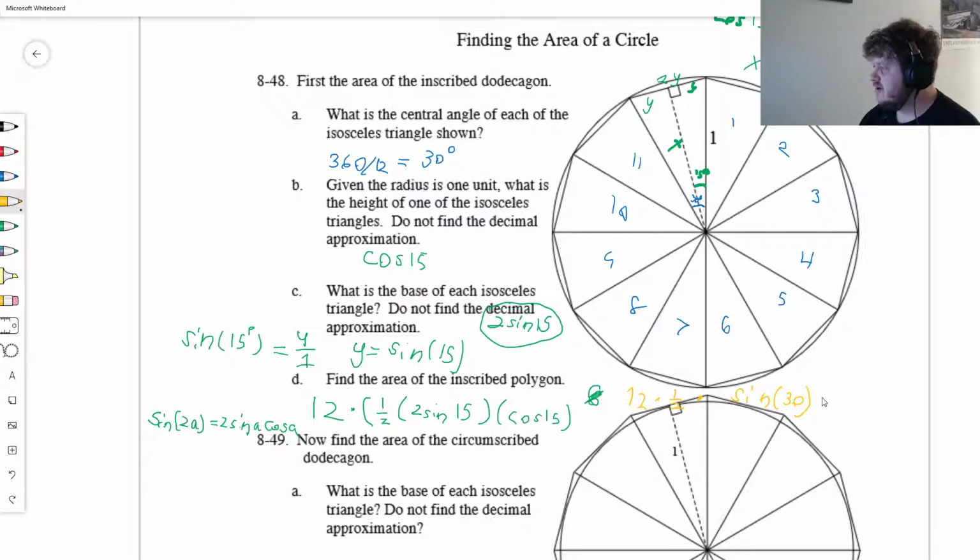Now sine of 30 is just 1/2, because if we look on our unit circle, that's what we'd get there. And so when we calculate this, we would have 6, and then this is 1/2, so we end up with 6 times 1/2, and then we'd multiply that again, end up with 3 as our area. So we end up calculating the area of this dodecahedron inscribed in our circle as an area of 3 units squared.